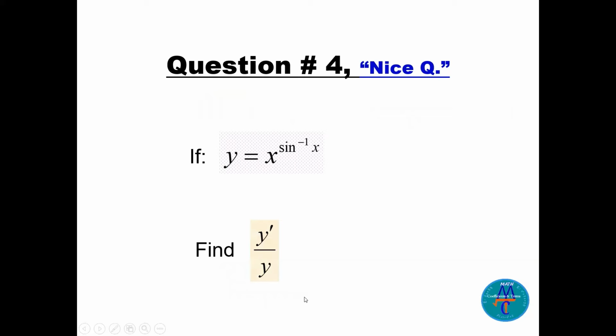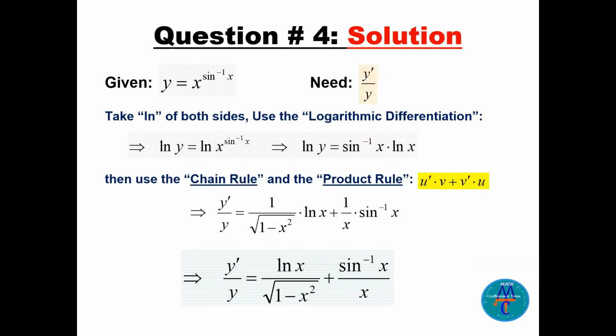Now, question number 4 is also nice. We have y equals x to the power inverse sine of x. Let's find y prime divided by y. Now, this type of function here, we have y equals x to the power inverse sine of x. We can use logarithmic differentiation. Let's take ln of both sides. So ln of y will be ln of all this.